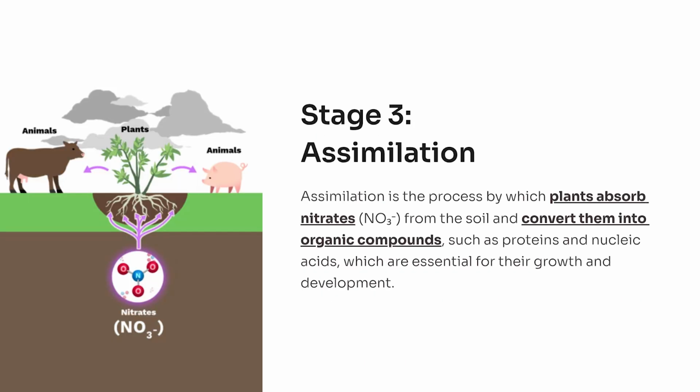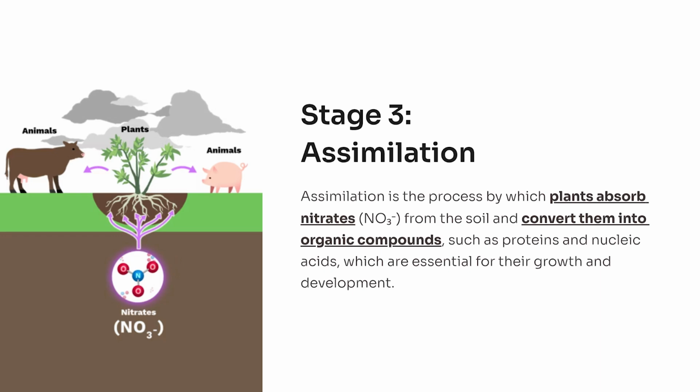Let's move on to stage 3, assimilation. Assimilation is the process where plants absorb nitrates from the soil through their roots and use them to make food and grow. Those nitrates came from the previous stage, nitrification, and now the plants are ready to take them in.